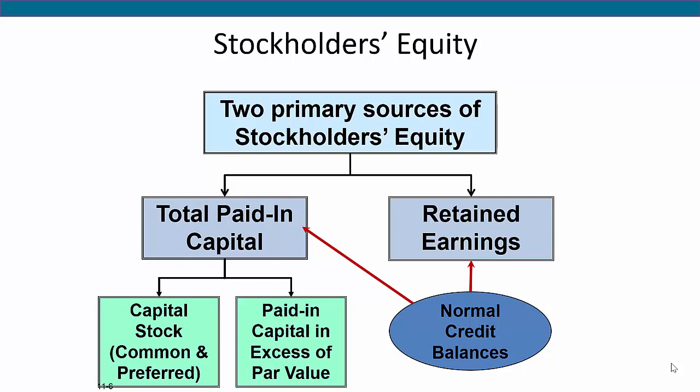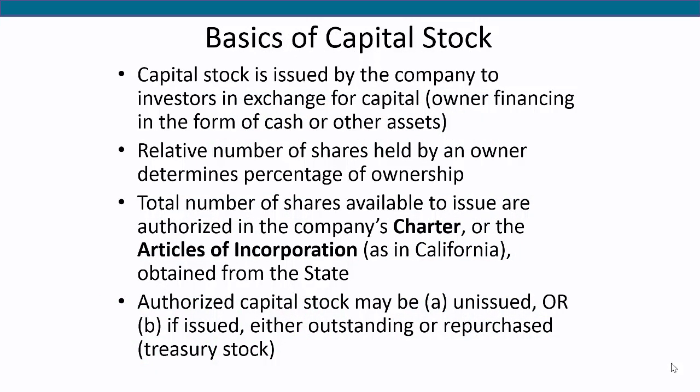The second source of equity is retained earnings. The retained earnings account reports the cumulative amount of net income the company has earned since its organization, less the cumulative amount of dividends declared since organization. This is the portion of net income that's been reinvested in the business rather than distributed to owners in dividends. As mentioned a moment ago, companies raise capital from their shareholders by issuing capital stock. The items on this slide are a summary of what we will be discussing in the remainder of the video.